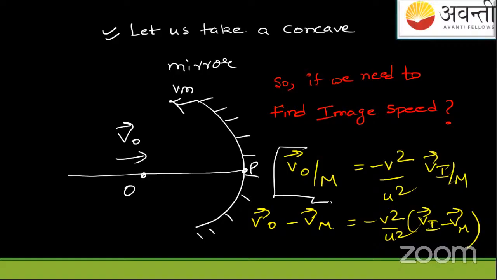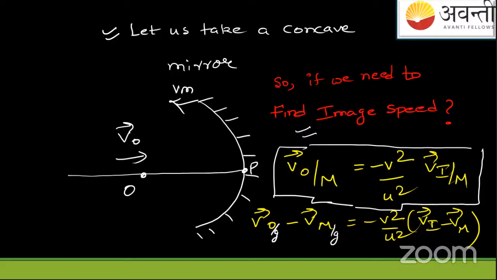So this formula says: velocity of object minus velocity of mirror equals minus v square by u square times velocity of image minus velocity of mirror. This formula you have to remember. Suppose someone asks a question where a concave or convex mirror is moving, an object is in front of it, and you must find the image speed. You'll use this formula, in the ground frame. Velocity of image with respect to mirror is the relative velocity concept, which we have studied: velocity of image minus velocity of mirror, measured from the ground frame. We have seen all this in kinematics and river-boat problems.